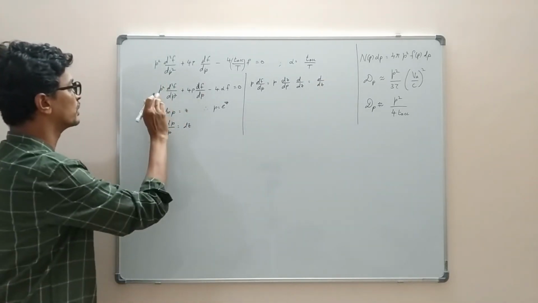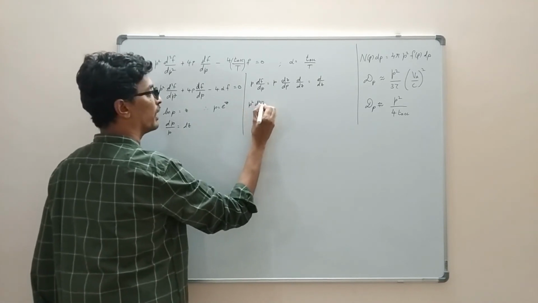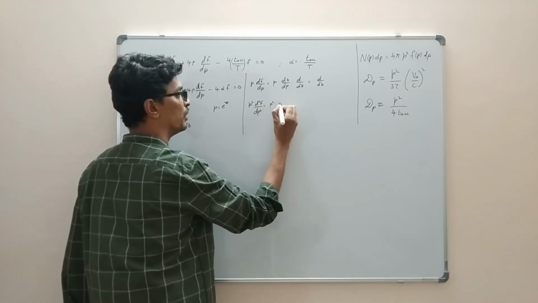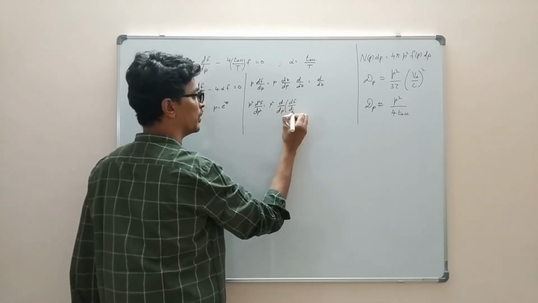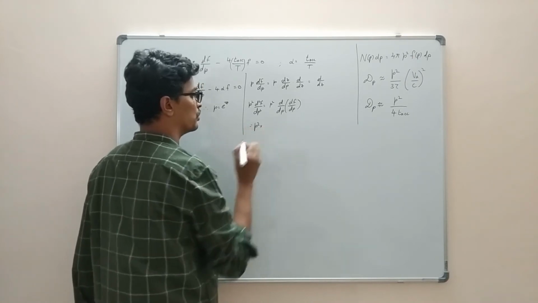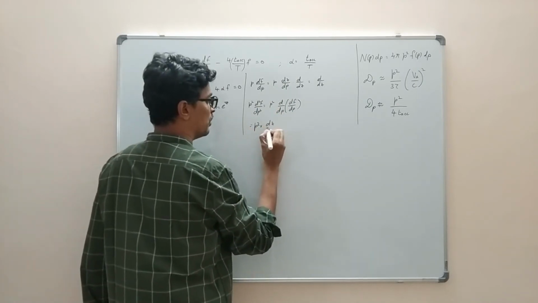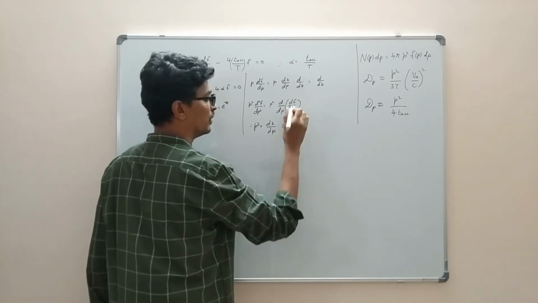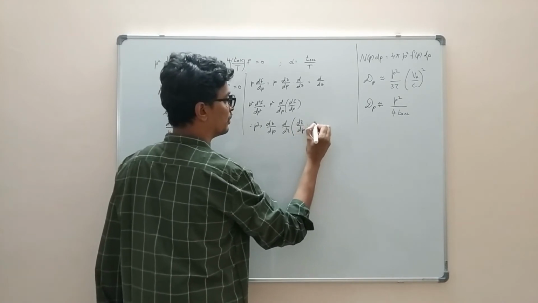And let us go for this one, p square d square f by dp square. So this is going to be p square into d by dp of df by dp. And now let me use the same one again. P square into, so d by dp we can write like this: dz by dp into d by dz of, again df by dp can be written as dz by dp into d by dz.